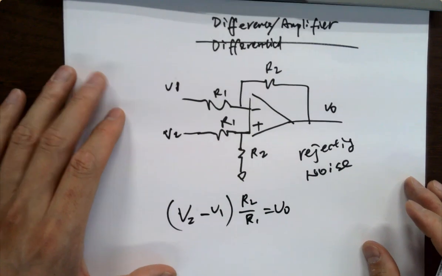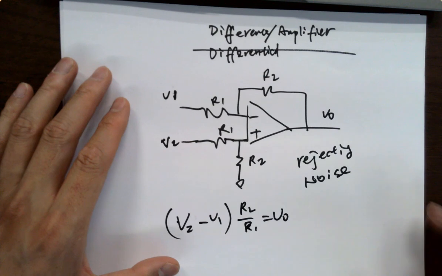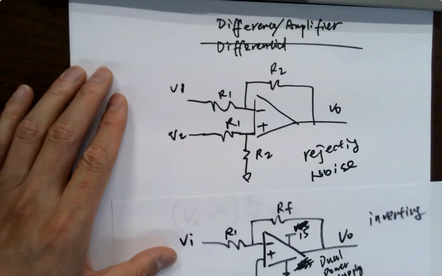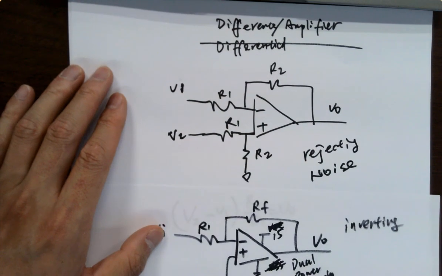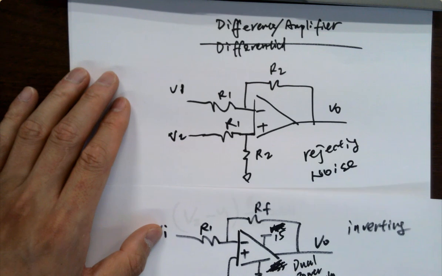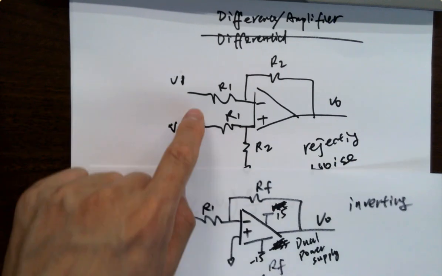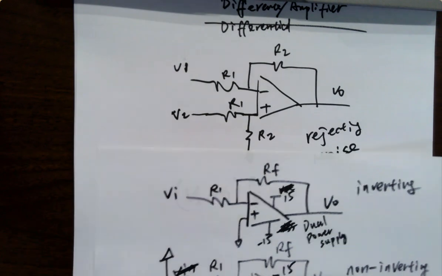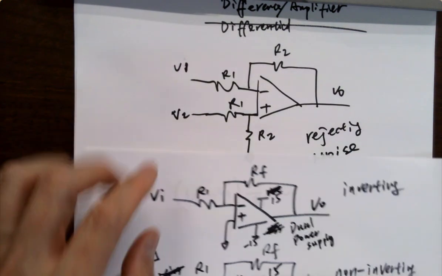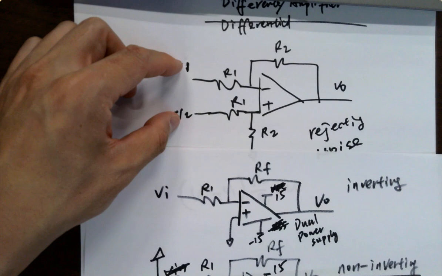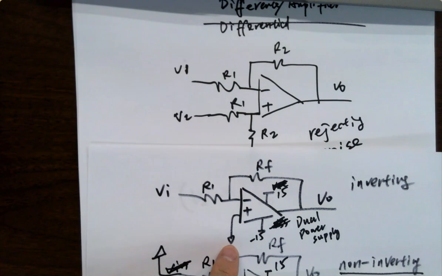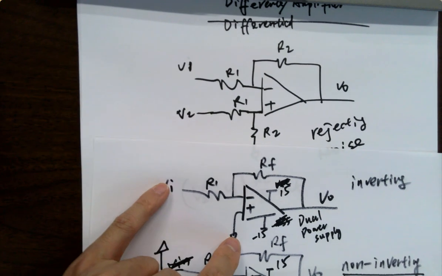It's called a differential amplifier. Can you tell the difference? Here and here, what's the difference? You can visually tell. Yeah, there's a voltage source on both sides. And you're saying there's a voltage here as well. Yes, it's zero, right? It's zero.